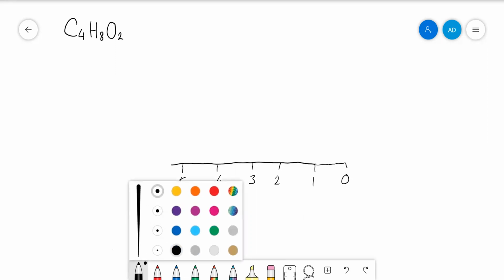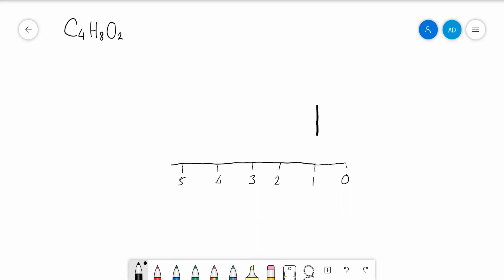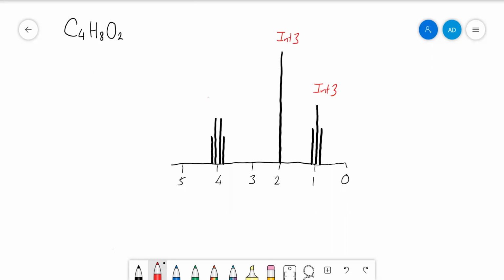Okay, so we've got a triplet about 1. I've got a singlet at 2. And a quartet about 4. And we were given the integrated values of these. So the integrated value of this one was 3. This one is an integrated value of 3. And this one is an integrated value of 2. Okay, so how would we go about working out what that structure is?